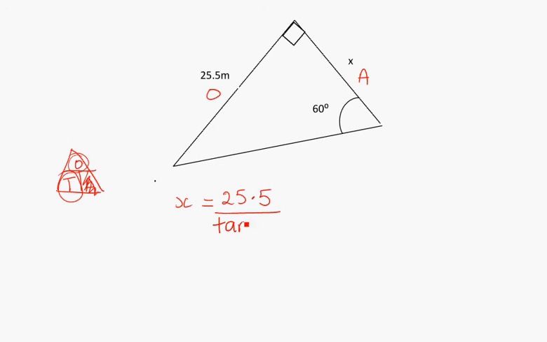Now whenever you write a tan or cosine sign, you always have an angle with it. Go to your calculator and look that up, and you should get 14.7 meters. And is that sensible? Yes, it's sensible. Now there are 2 practice questions using divide.